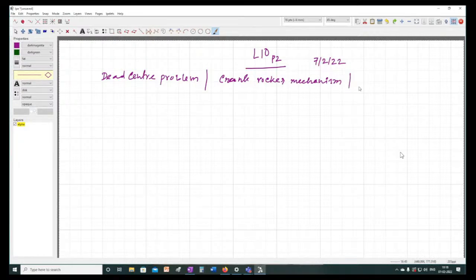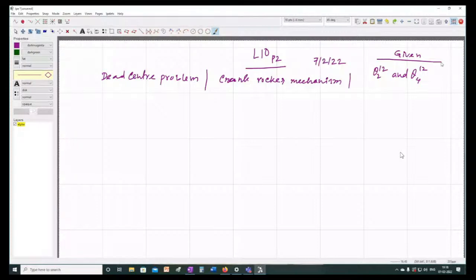In this case also the two extreme positions, theta 2 12 and theta 4 12, are given. Theta 2 12, theta 4 12 and the quick return ratio.